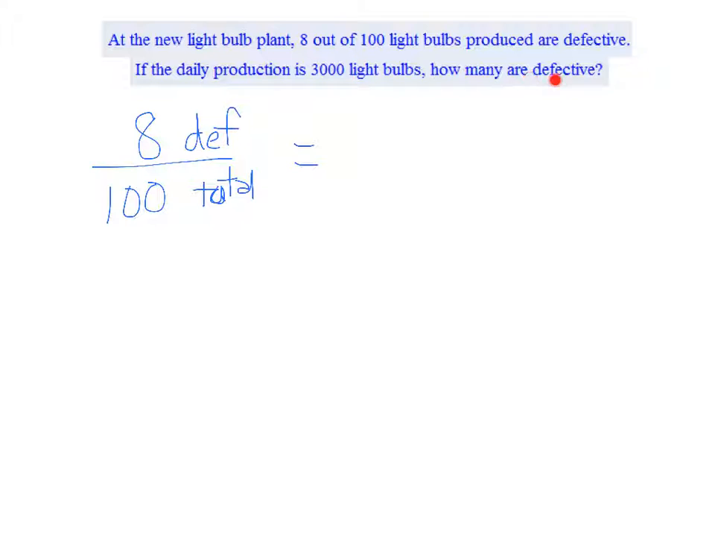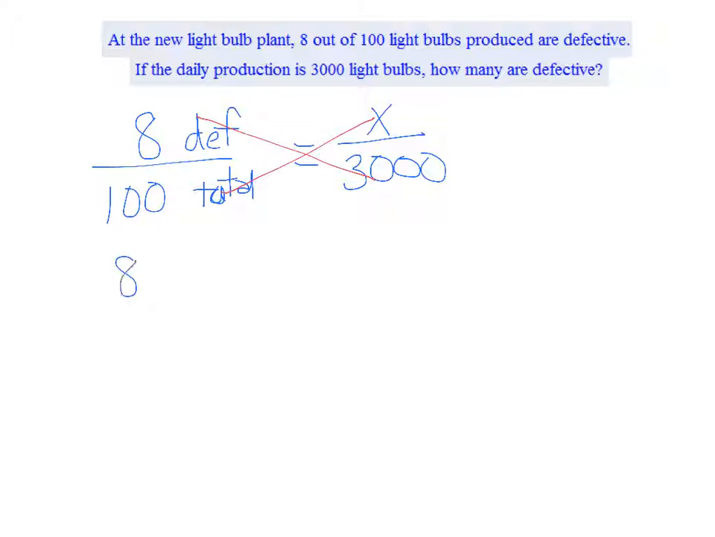So I'm looking for the defective out of a total of 3,000. So line it up. I'm looking for defective out of a total of 3,000, and I'm lining that up with the same variable. These are defective, these are total. Now this time I don't have a variable in the denominator, so there's not going to be any problem with restrictions on this one. Let's just do our cross products. You multiply it across this way, and it equals this multiplied.